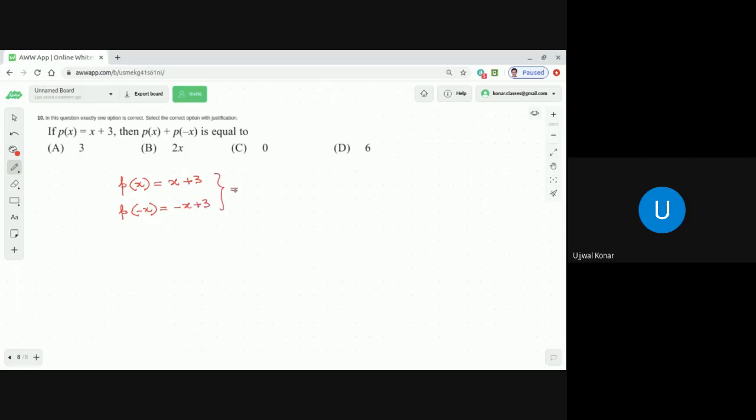Now what we are going to do? We are going to add these two, right? P of x plus P of minus x is equal to what? x plus 3 minus x plus 3. That is equal to 6. Any doubt? Now you look into your solution and get a realization.